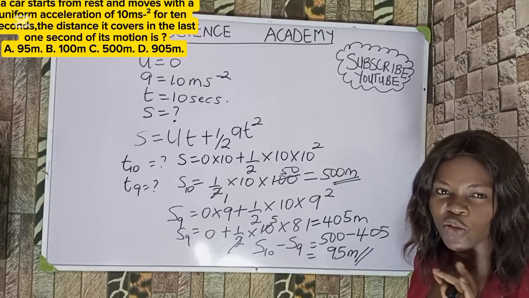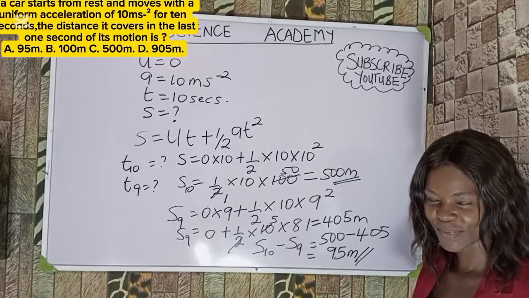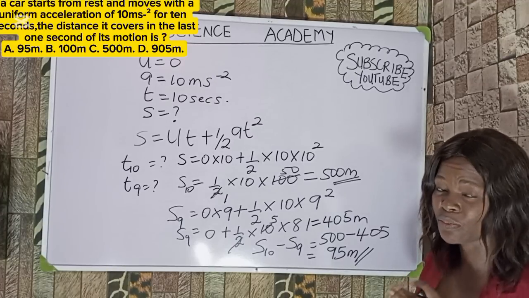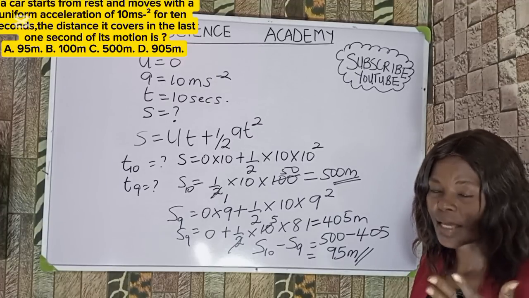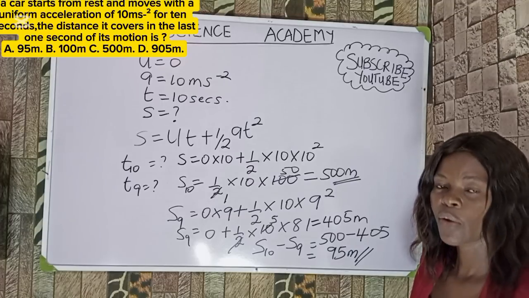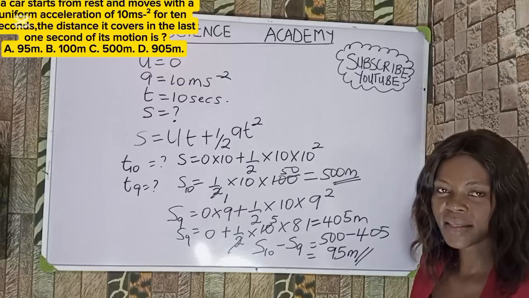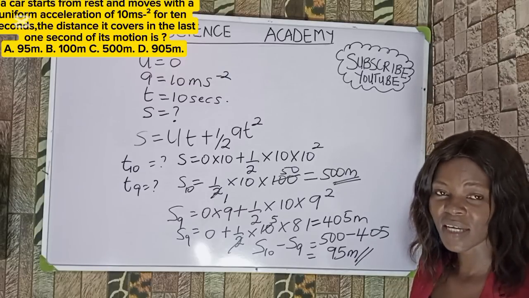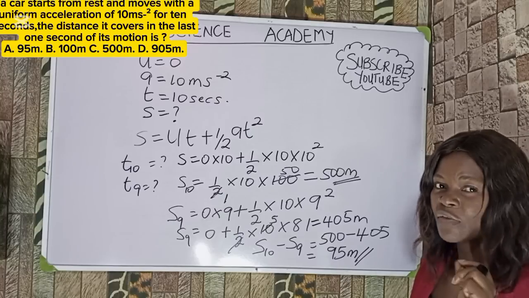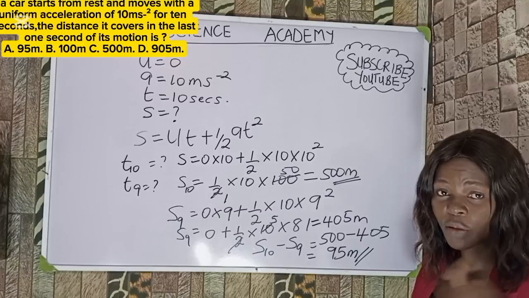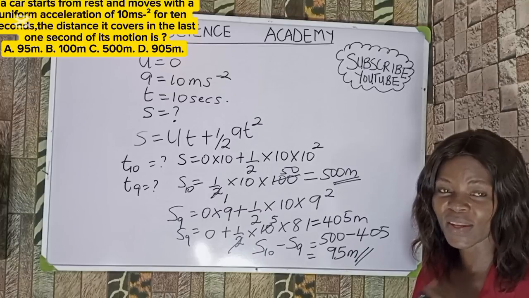So this is how to solve this type of problem. Hope that is clearer now. If you see this type of question or something similar, but they say the last 10 seconds, or in the last 4th second, or in the last 5th second, you're going to look for the distance when time is at 5 seconds, and also look for the distance when time is at 4 seconds. Then you find the difference between them. I hope that is clear. Now from what we've got so far, the correct option to this question is option A.